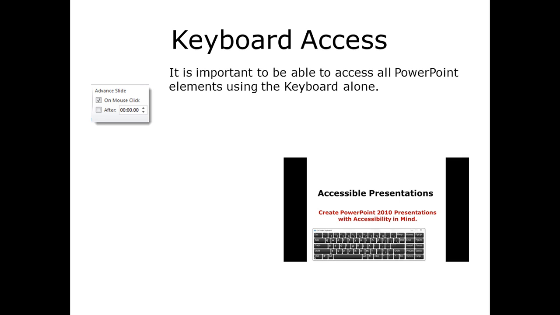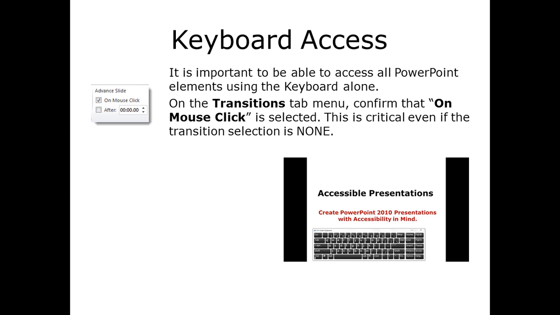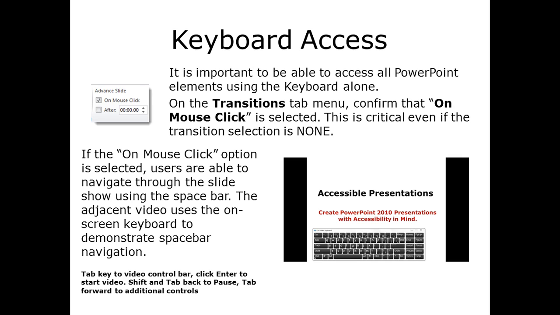Keyboard access. It's important to be able to access all PowerPoint elements using the keyboard alone. Many individuals are not able to use a mouse. People who use assistive technology generally do not use a mouse, but they're not the only ones. On the Transitions tab menu, confirm that On Mouse Click is selected. This is critical, even if the transition type is none. If the On Mouse Click option is selected, users are able to navigate through the slideshow using the spacebar. The adjacent video uses the on-screen keyboard to demonstrate spacebar navigation.